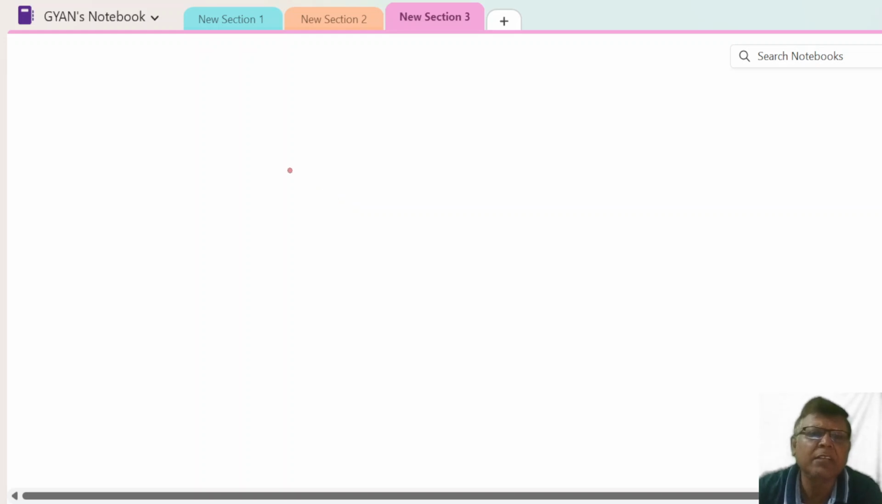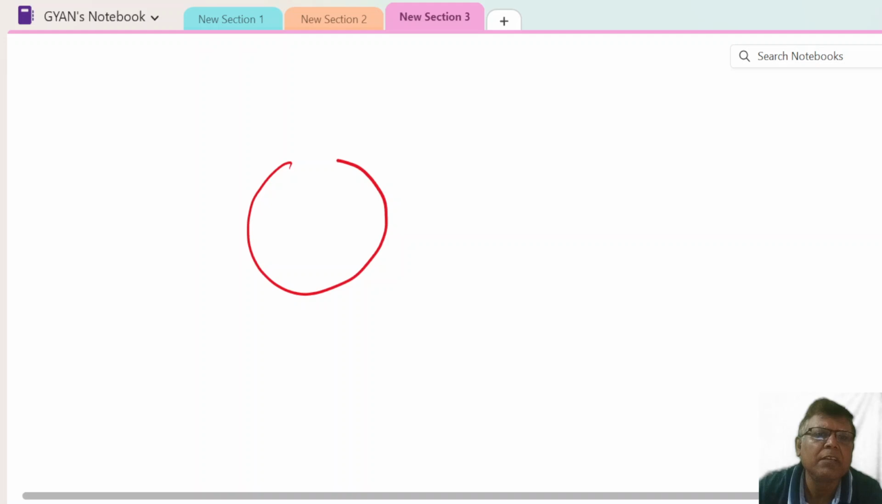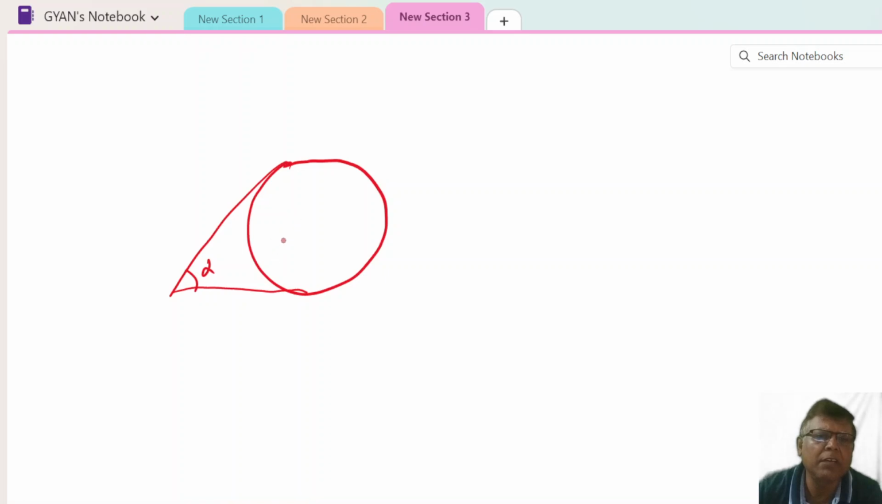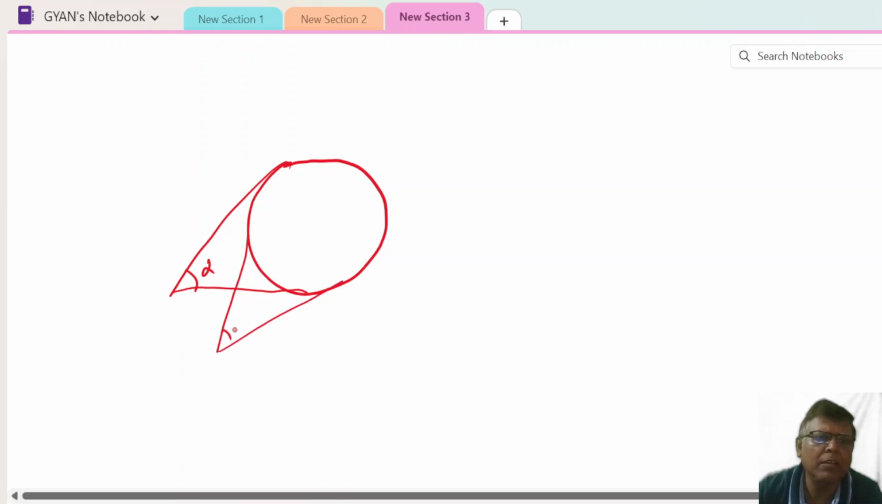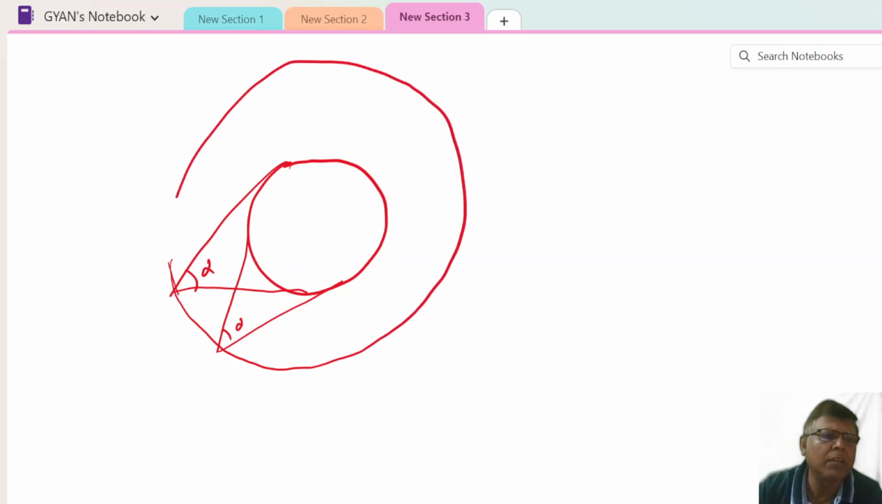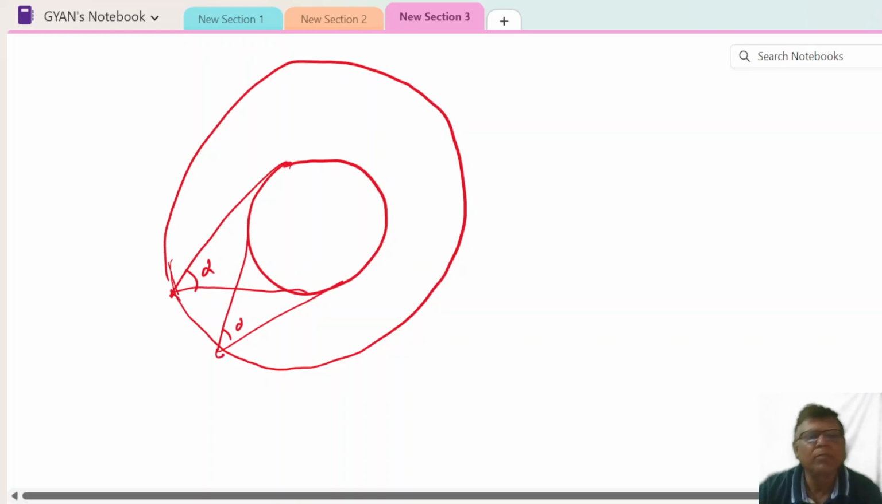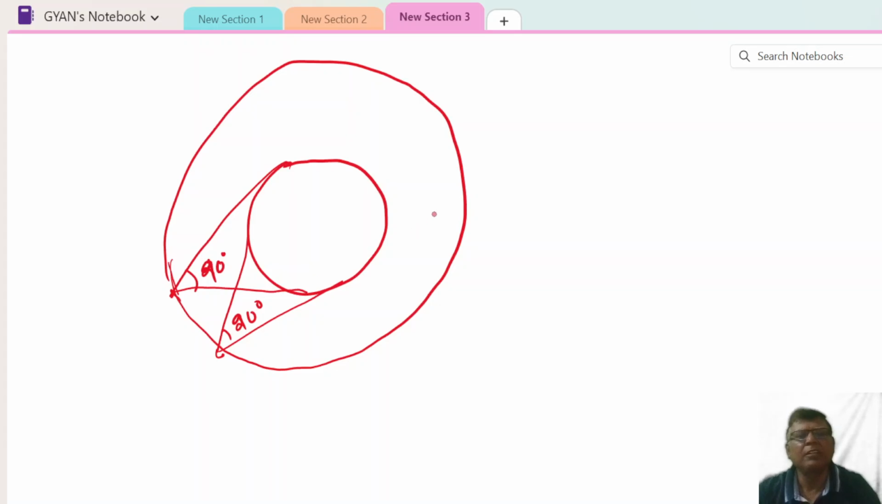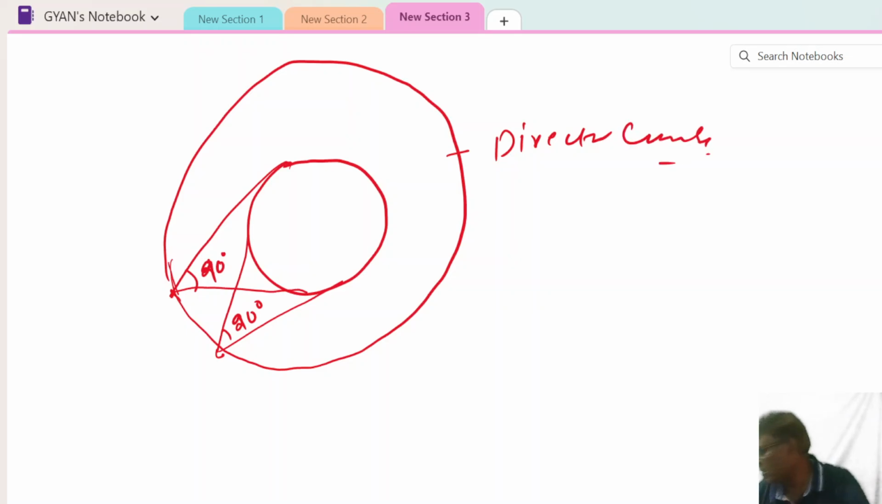Now the director circle. So what is the director circle? Suppose this angle is alpha. If we move this one and keep the same angle alpha, then the locus of this point, this vertex, will be a circle. But if this is 90 degree and this is also 90 degree, then this is called the director circle.